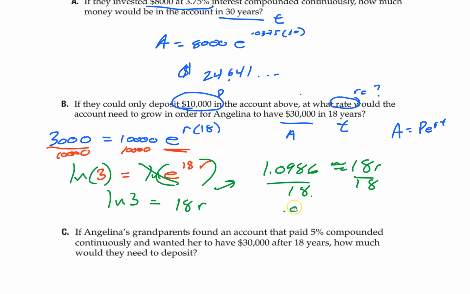So 0.06103 is about my R. What rate? So my rate would be about 6.1%. This is the rate I need to make 30 grand by the end of 18 years.